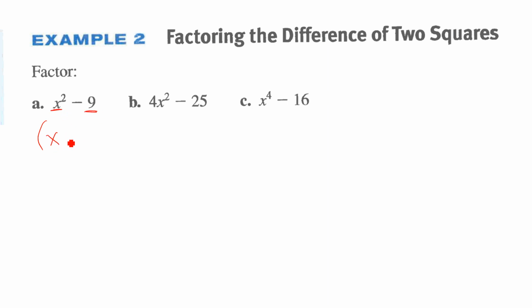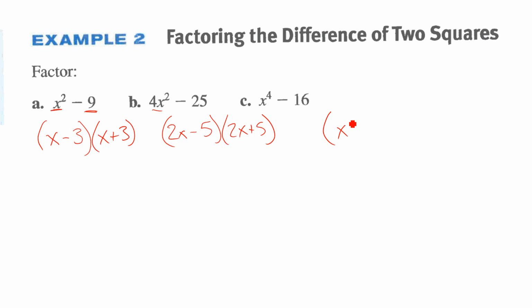So we can say x minus 3 and x plus 3. Because 3 times 3 is 9, and x times x is x squared. And if we were to FOIL this, the inner and the outer terms would cancel out. All right, same thing here. This is a perfect square, so we could say 2x. And then 25 is a perfect square of 5. 2x minus 5 and 2x plus 5. And x to the 4th is a perfect square of x squared minus 4 and x squared plus 4. All right, 4 times 4 is 16.